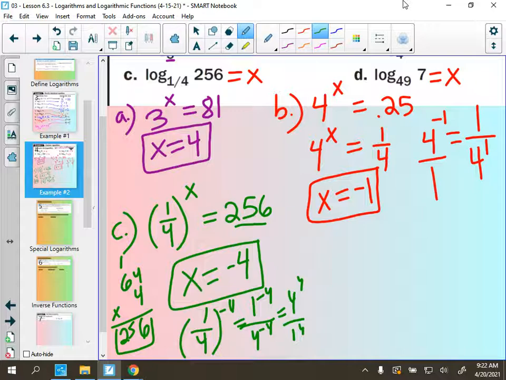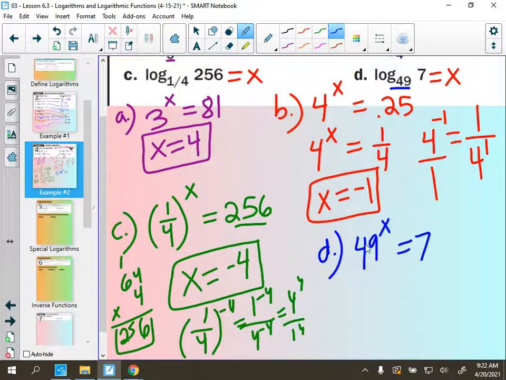All right, can we squeeze it in here? Part D. Change our forms, 49. So it's kind of weird. Again, we're getting smaller. 49 to the x power equals 7. What's going to happen here? So again, hopefully these numbers jump out. 7 times 7 is 49. There's a relationship there.